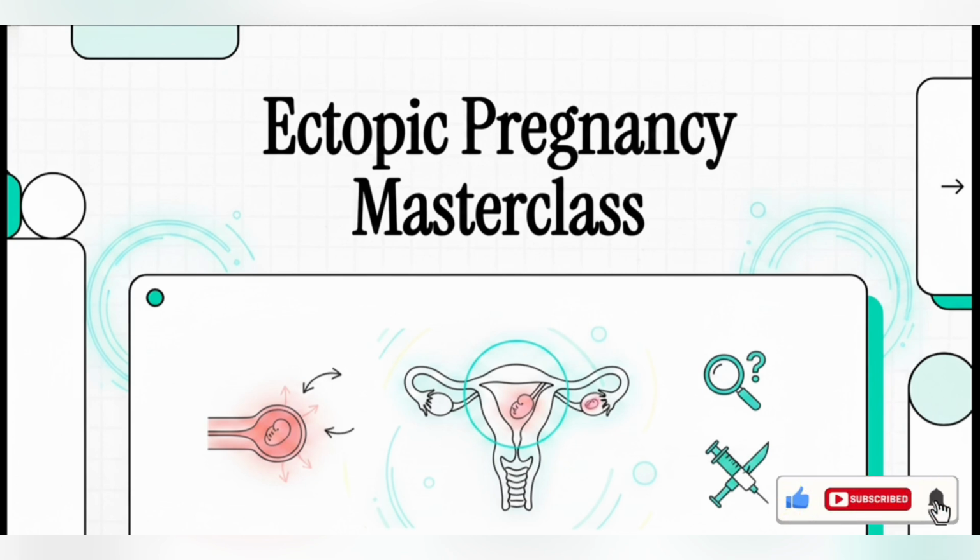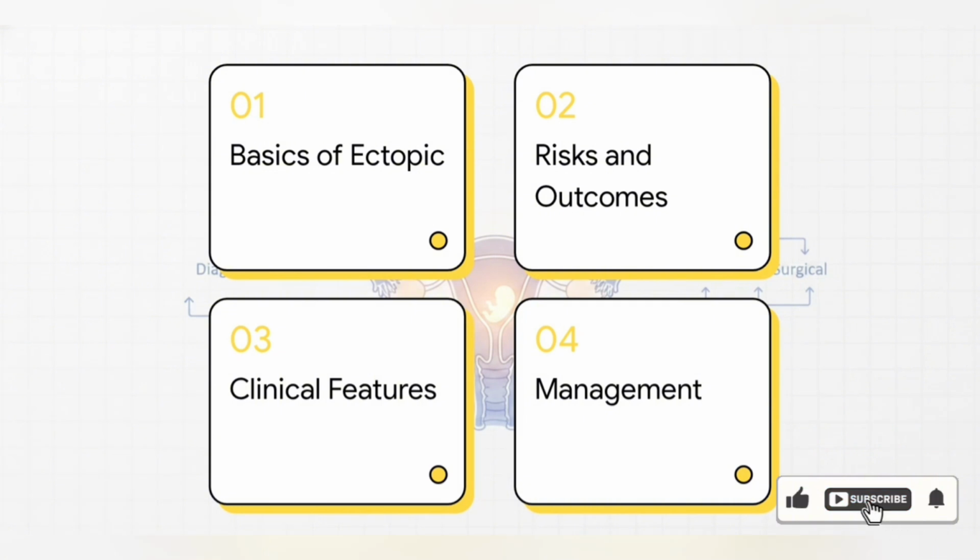Let's get started. So, here is the clinical cascade we'll be covering today. Section 1 is all about the basics of ectopic pregnancy. Then, Section 2 covers risks and tubal outcomes. Section 3 is clinical features and diagnosis. And finally, Section 4 deals with management and coldocentesis. This structured flow is exactly how you need to memorize it. Dimag mein ye structure ekdam set kar lo.